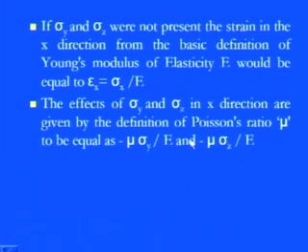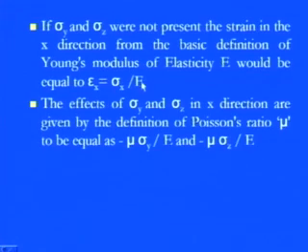So, if sigma y and sigma z were not present, the strain in the x direction, from the basic definition, is simply epsilon x equals sigma x by E. That means if only the loading in the x direction is there and the other two loadings are not, then in the x direction there is an extension, and due to the extension there is a deformation in the positive direction. So the strain in the x direction epsilon x is sigma x by E.